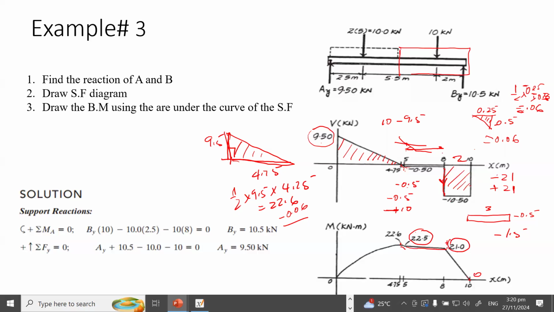So if you ask what is the maximum bending moment, you'll be able to say this is the value. What is the maximum shear force? Maximum shear force is 9.5. I could ask you those values. And I could say to you, what is the maximum BM? So this is the maximum BM. This is the maximum shear force. Shear force max. It's easy as that.